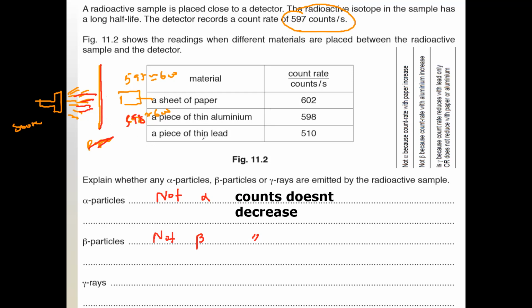And when we place a thin lead, the count has decreased from 597 to 510. So there's a considerable change in the count. So gamma, yes, it is there. And how do we confirm that gamma is present? Because the radiation passing through decreases.